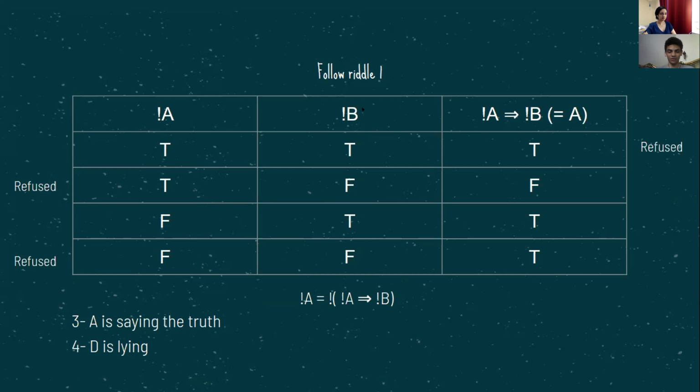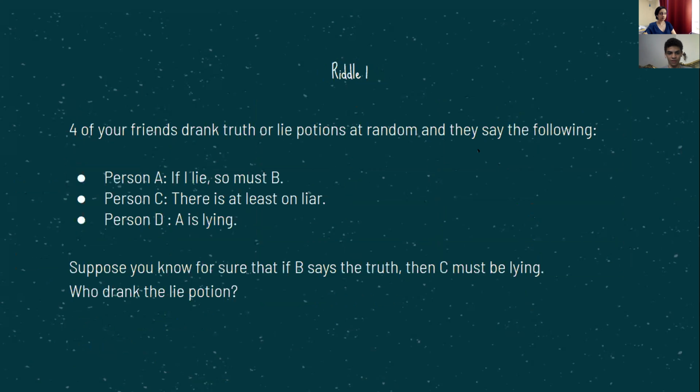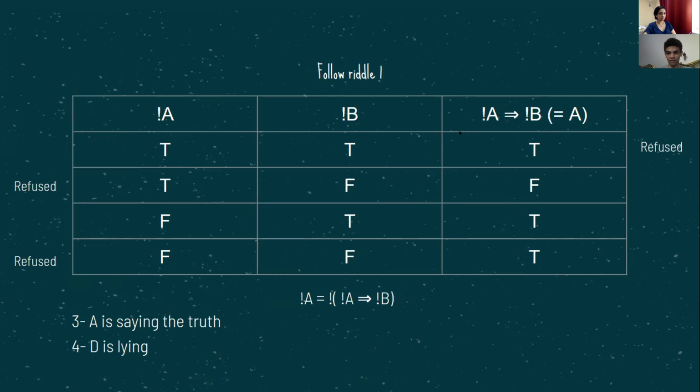The second part is a little tricky. So we want to understand that this statement is equivalent to A. Not A implies not B is the same as the statement A. Why? Because what A is saying is that if I lie, so must B. So that's the statement of A. What A is saying, not A implies not B. So actually, this must have the same truth values as A, or the opposite truth values of not A. I hope that you get that part.